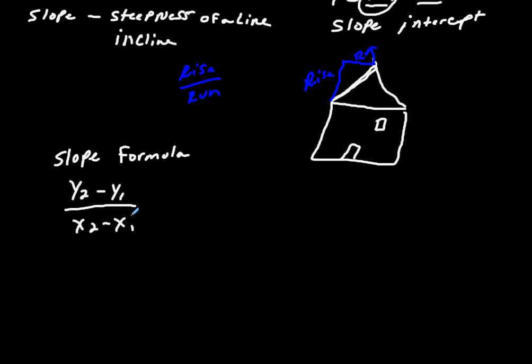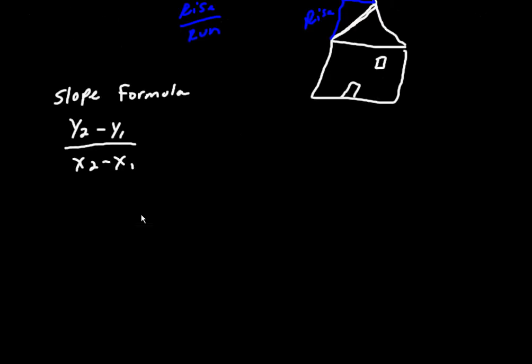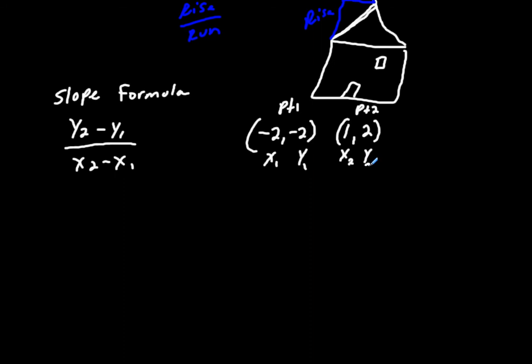Let's go back to our example and pull off those 2 points we have: (-2, -2) and (1, 2). Since we require 2 points, let's label these. This would be point 1, and this would be point 2. This we know to be our x, that's our y. So if this is point 1, we put a 1 right there, and a 1 right there, and a 2 right here, and a 2 right here.